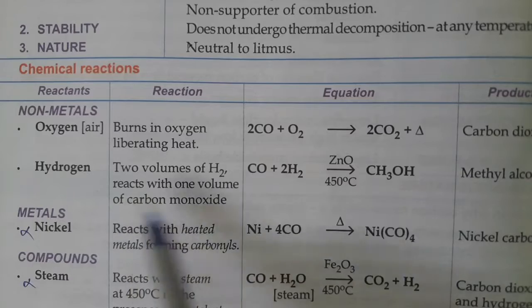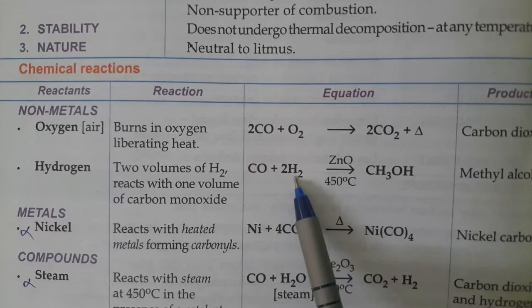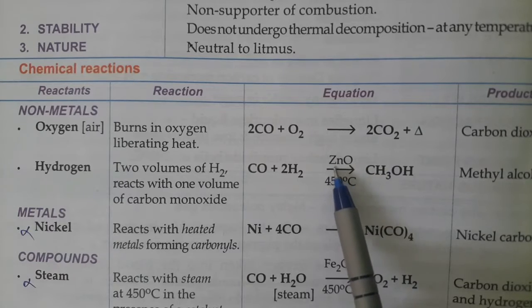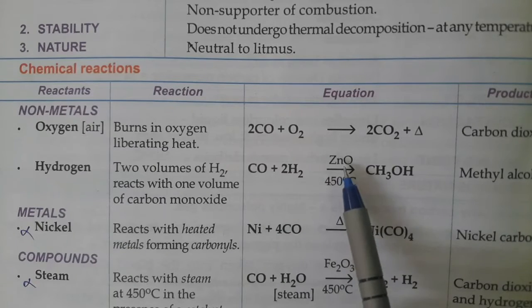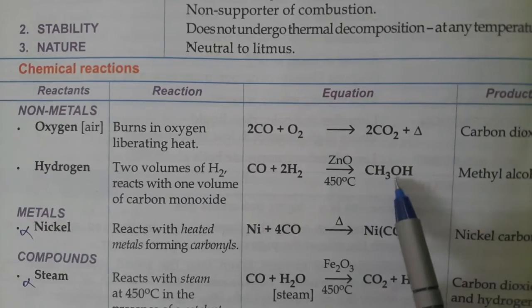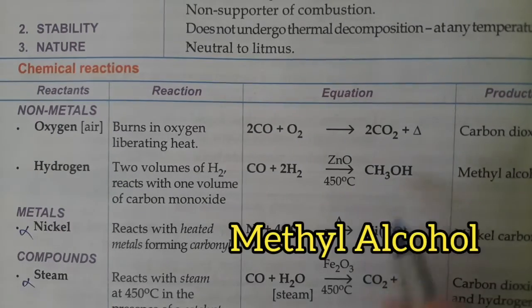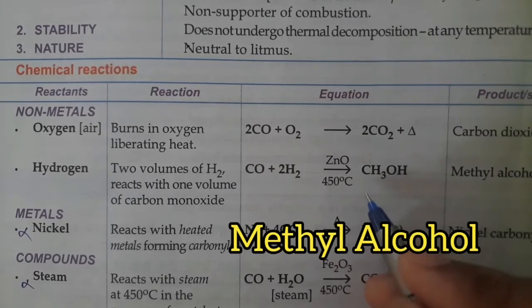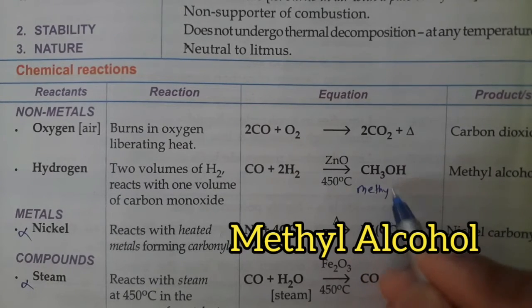Next, the reaction with hydrogen. Whenever carbon monoxide reacts with hydrogen in the presence of a catalyst like zinc oxide at 450 degrees Celsius, we get the compound CH3OH, and this compound is referred to by the name methyl alcohol.